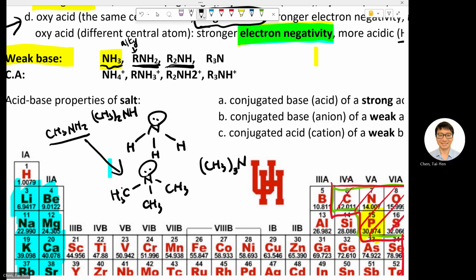Remember we talked about the conjugate acid and base. You need to know what the conjugate acid form of all these amines is. For example, if we start from the simplest one.